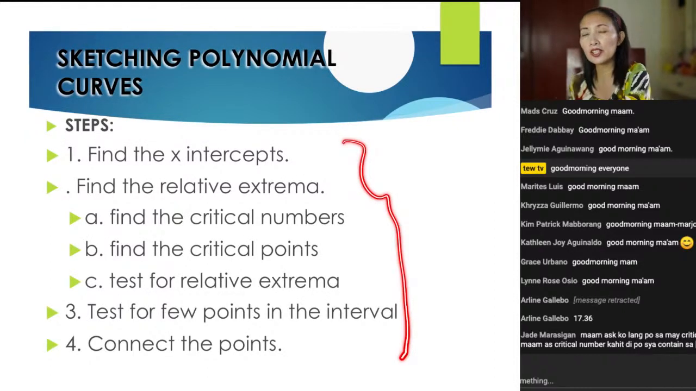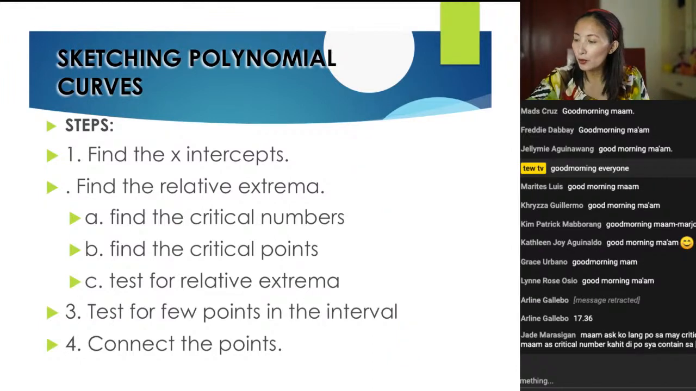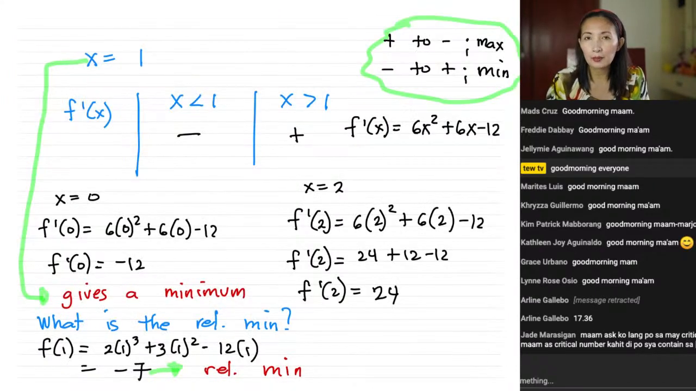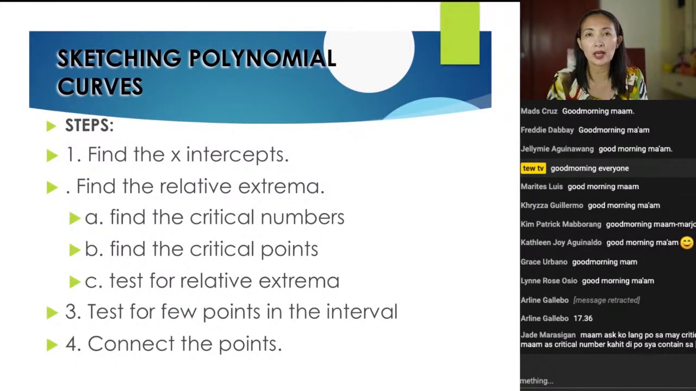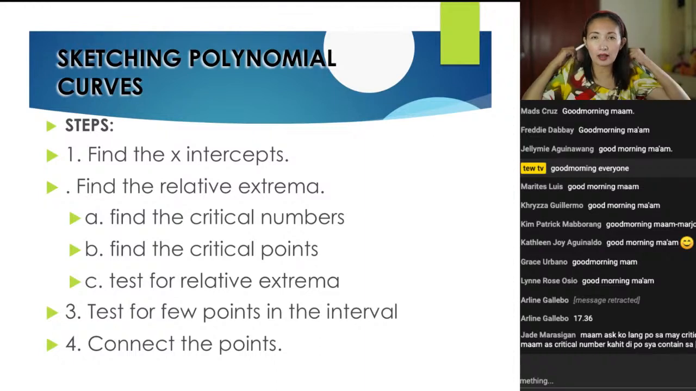Find the x-intercept. Now, why did I postpone graphing this? Because I did not yet discuss with you step number 1, finding the x-intercept, so that we would know at which points the graph will intersect the x-axis. That's the x-intercept. Where does it pass by the x-axis? That's finding the x-intercept. That's step number 1.